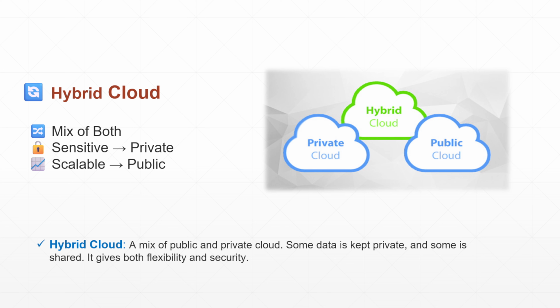Hybrid cloud is used by medium and large companies. It helps save money and gives flexibility. You can keep sensitive data private and use public cloud for general tasks, right? Let's say you are running a school. You store student records in private cloud, but you use public cloud to host your online classes. That's hybrid cloud.